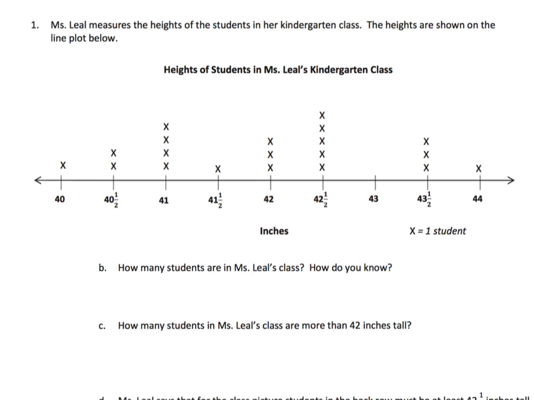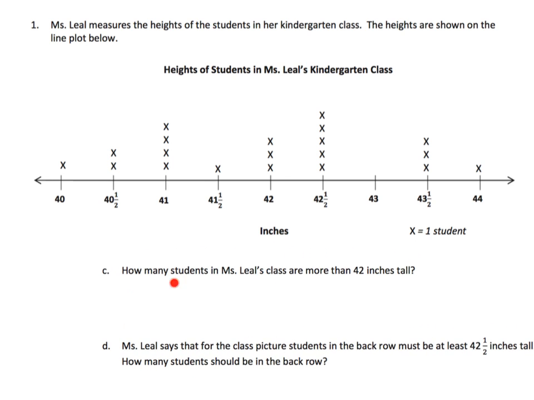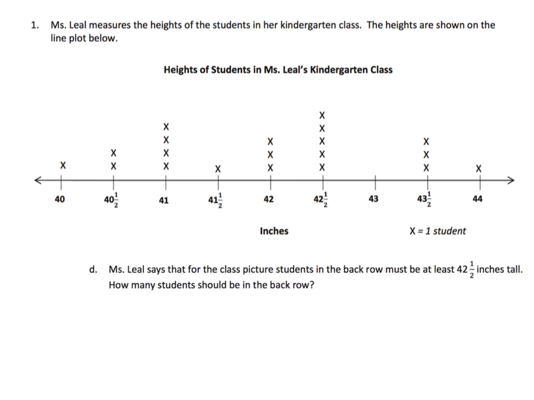And then the last one, nope, not last one, C. How many students are more than 42 inches? So we're not going to count the 42s, but we're going to count all of these guys way over here, and I'm going to leave that to you guys to count.